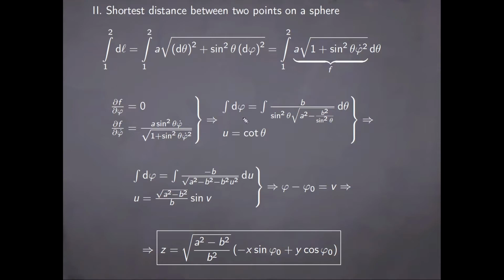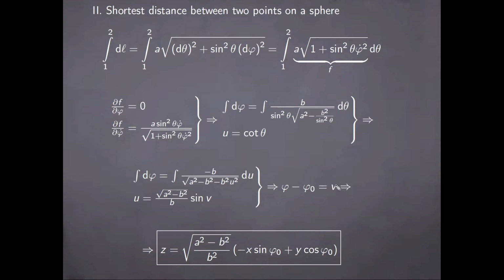To obtain a closed expression from this formal result, we can use the change of variables u equal to cotangent of theta to get to the expression here. And then we can once again use the change of variables u equal to this coefficient depending on a and b times the sine of v, which ultimately leads simply to phi minus phi 0, which is just a constant, being equal to v.